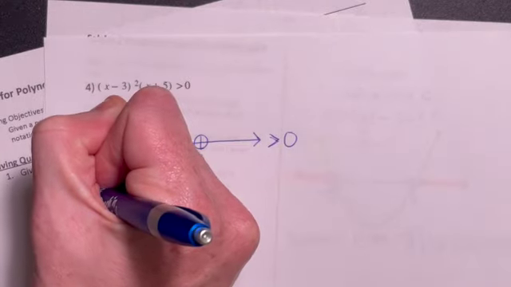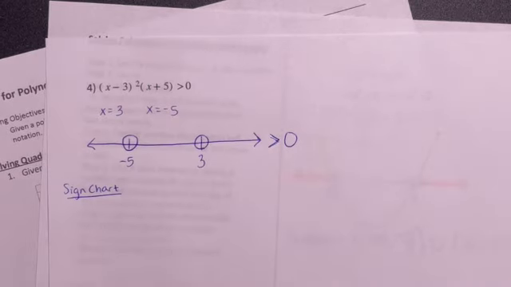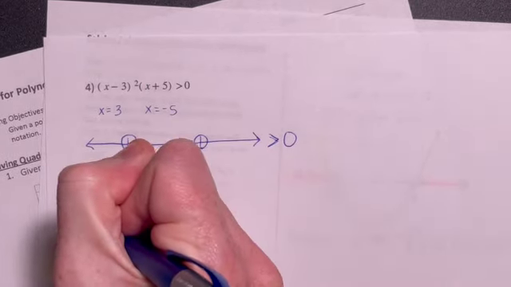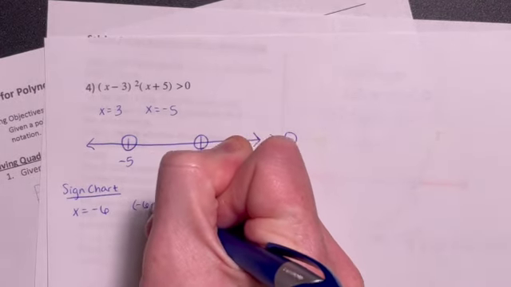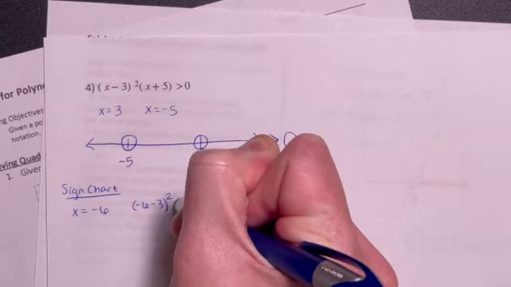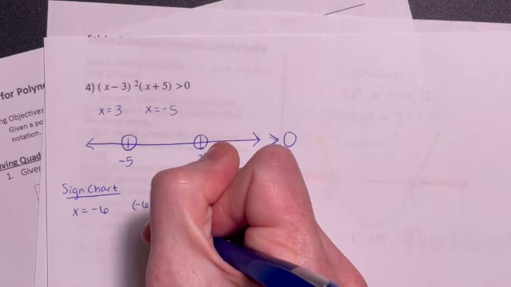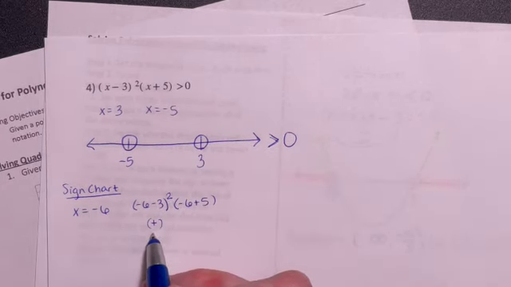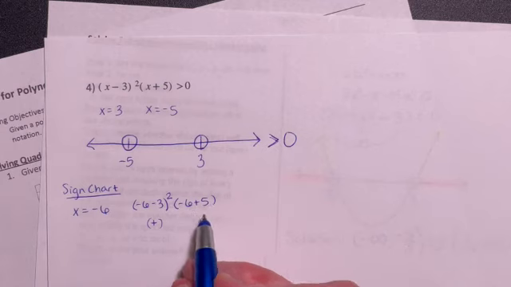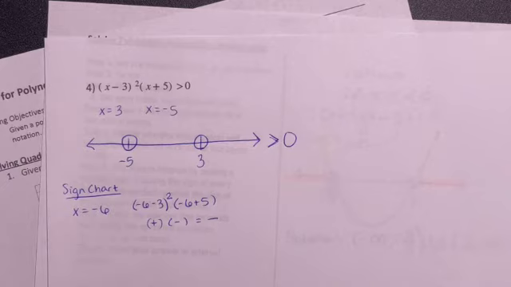So let's do our sign chart. By picking values to the left of -5, this could be something like -6. If I do -6 minus 3 squared times -6 plus 5, any number squared is going to come out positive, so I don't really care what the inside is. It is squared, it's positive. -6 plus 5 is negative. So this ends up being negative for any value to the left of -5.